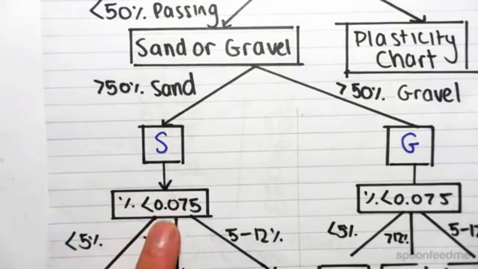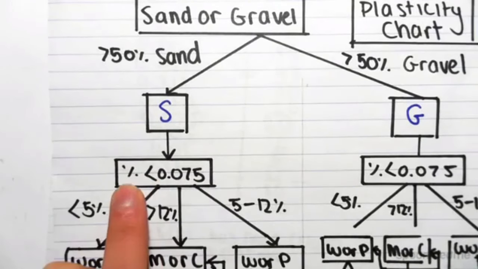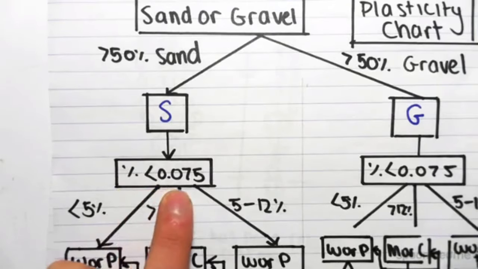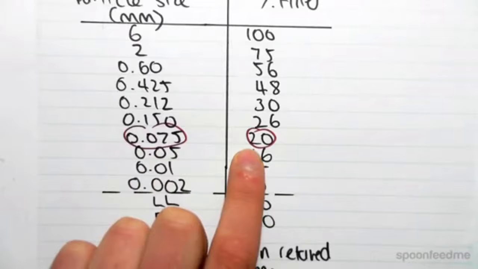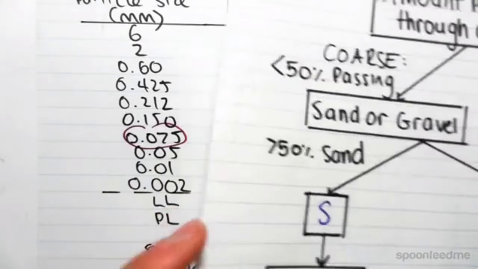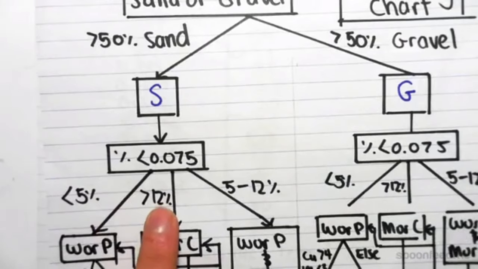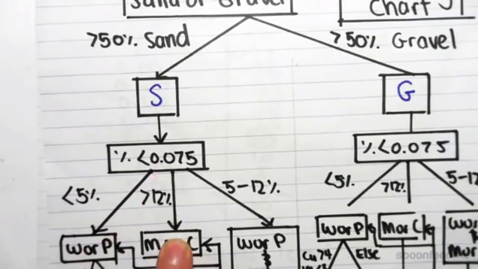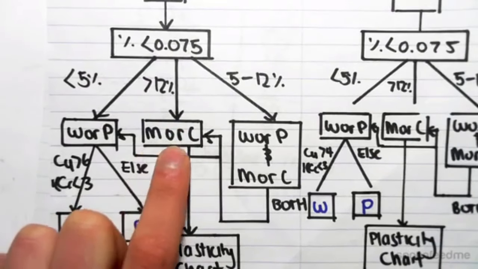Now this is where the example is going to be different to the previous video. The amount of fines, so the percent less than 0.075. So at 0.075, 20% pass through. Okay, so if 20% pass through, 20% is greater than 12%. So we're going to come down this branch. So now we need to work out whether we're going to pick up an M or a C.